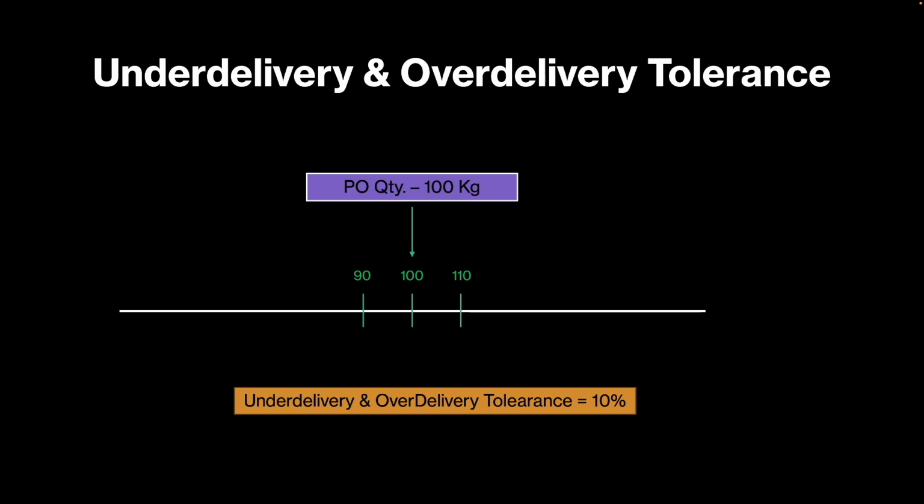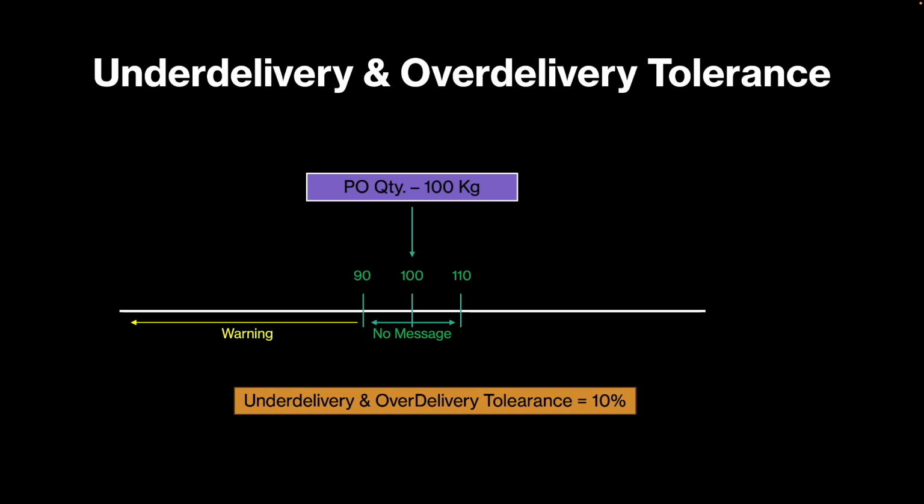So whenever you will do the GR, you will enter the actual quantity that has been supplied by the vendor. Whenever you do GR within this range, system will not give you any message and will allow you to post the goods receipt. Now, if you enter any quantity which is below 90, then system will give you a warning message. That is, the system will basically tell you that vendor has undersupplied against the PO quantity, and whether you want to accept that supply or not is up to you. It will give you a warning. You can ignore that warning and post the goods receipt.